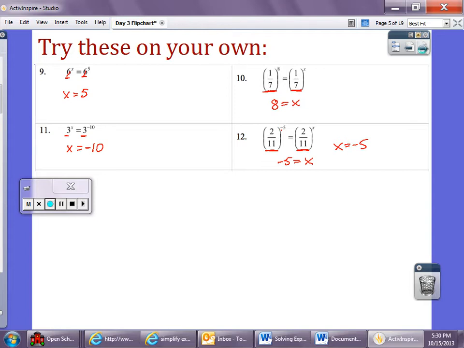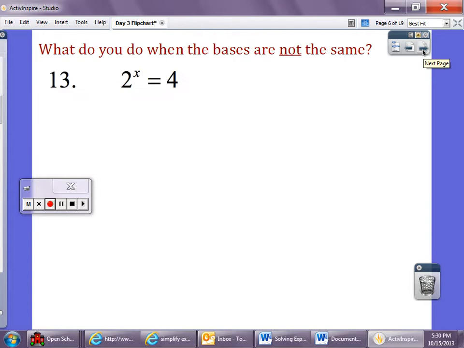Then we get to number 13. Well, this says 2 to the x equals 4. This is the base of 2, and this is the base of 4. They're not the same bases, but we can make them the same. We know that 4 is really 2 times 2, which is the same thing as 2 to the power of 2. So we can say that it's 2 to the x equals 2 to the second power. Now they have the same base, so x is equal to 2.